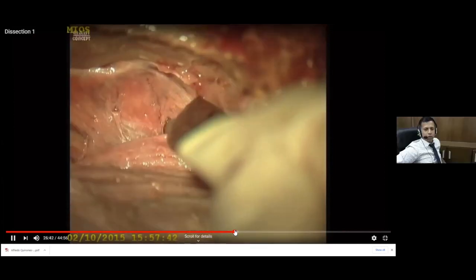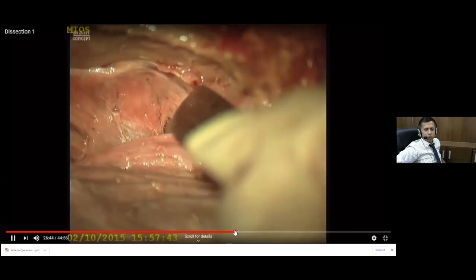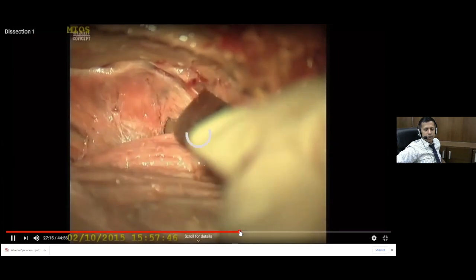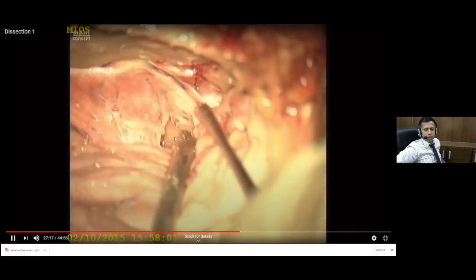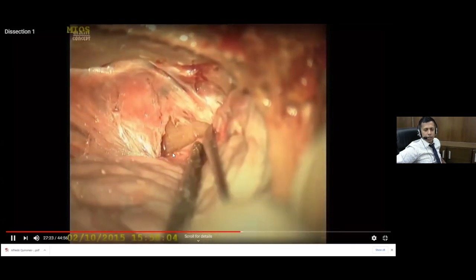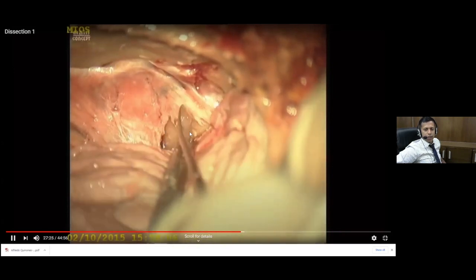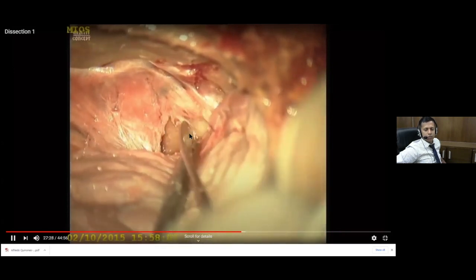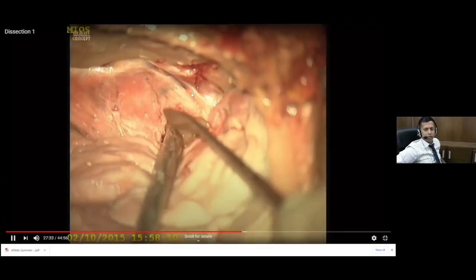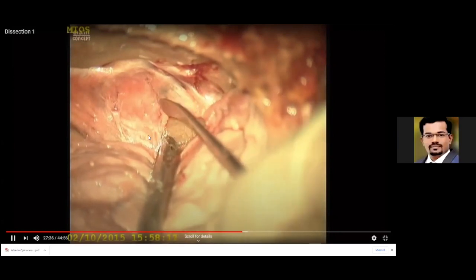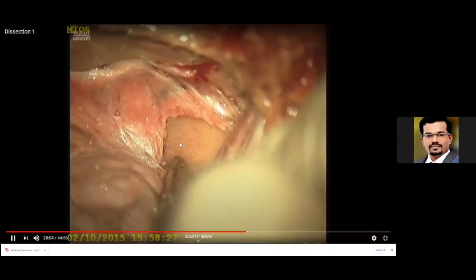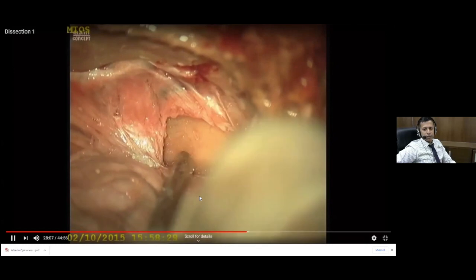Fine. So we are going to gently dissect much more posteriorly. So what triangle is that? That is the GSPN, that is V3, and this is Petersen's ridge. So what triangle am I developing now? Kawase's. That's the Kawase. Yes, absolutely. Very good. So I'm developing the Kawase triangle.